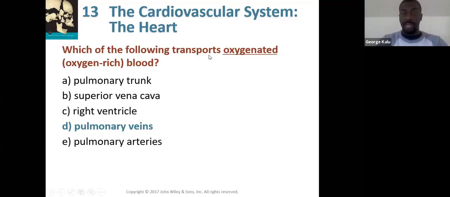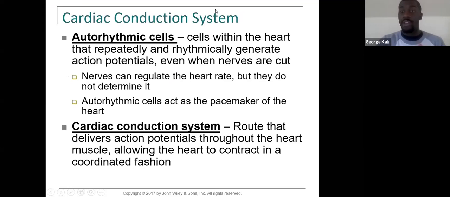On Wednesday, we're going to pick up with the cardiac conduction system and look at how the heart is actually able to beat. Okay. So stay tuned for that, and I'll see you guys on Wednesday.